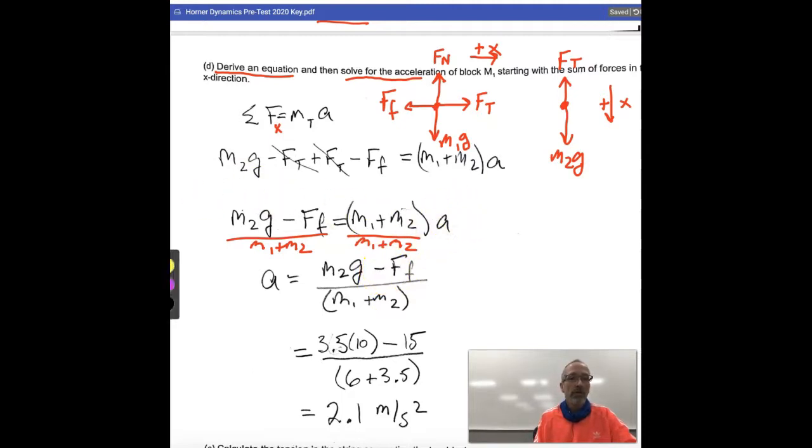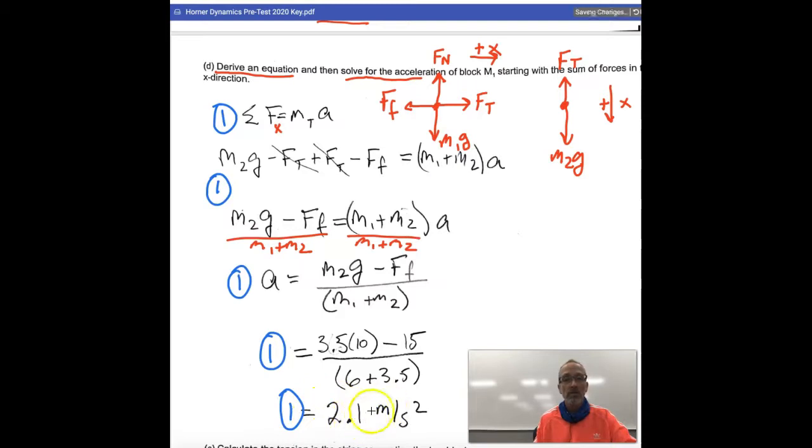So the points for this would be 1 point for writing the sum of the forces equation. You have to do that. 1 point for having the two equations here. 1 point for then solving for a. At that point, now it's just plug and check. We're going to plug in our numbers, and then we're going to get our number answer with our units.